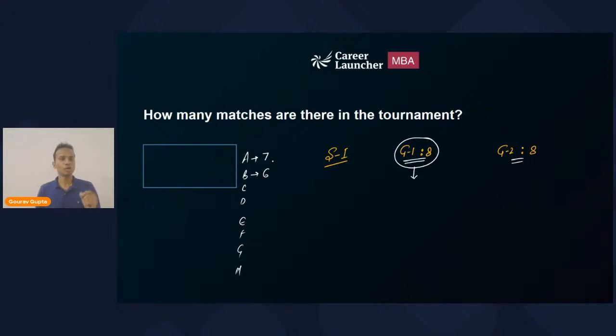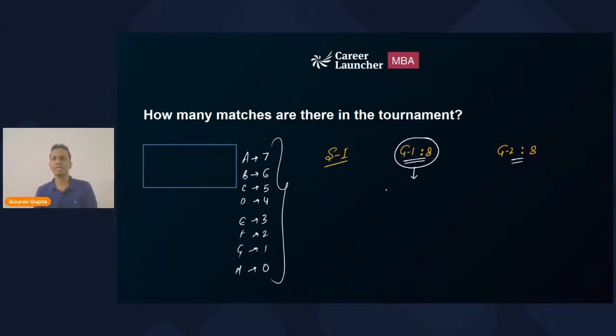So A has already played 7 matches. B will play the remaining 6 matches with the remaining 6 teams. Now B's quota of matches is over. So now C will play with the remaining 5 teams. D will play with the remaining 4, then remaining 3, remaining 2, remaining 1, and no match remaining. Now add these numbers and you will get the answer. So 0, 1, 2, 3, if you add all these numbers, that will be your answer. This is one way.